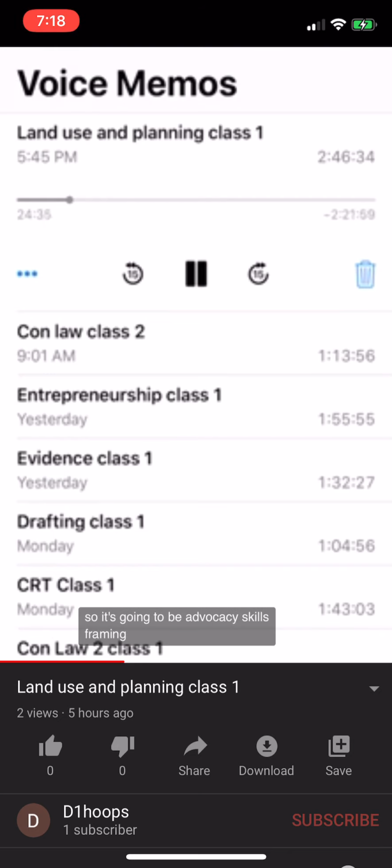So it's going to be advocacy skills, framing skills, use of law and legal principles, use of planning and planning principles, use of factual evidence. Okay, so that's one thing that sometimes people get kind of hung up on. They get an awful lot of broad arguments and no facts. Okay, so all of that are going to be things that we're going to work on.